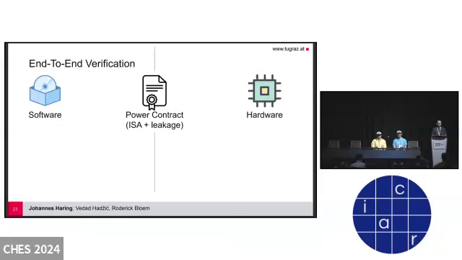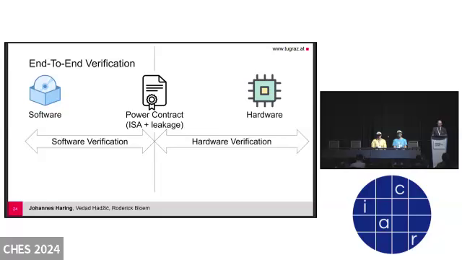The way we achieve this in our approach is by introducing a power contract, which is composed of 2 parts. It first of all specifies the instruction set architecture on a functional level, and it augments this with the leakage information that is added. And this allows us to have a separation of concerns between what the software and the hardware actually have to abide by to make a system which is secure. With this power contract, we are able to apply verification separately on the software and the hardware.